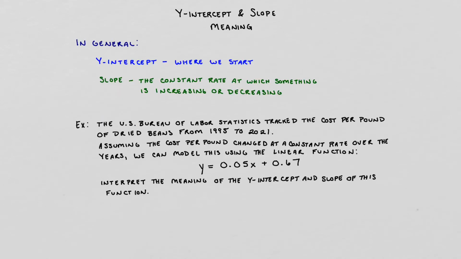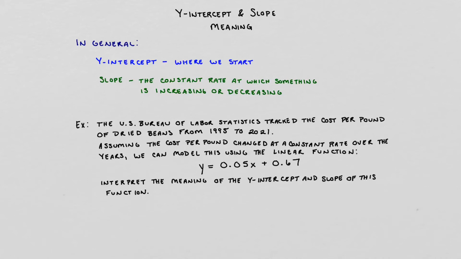So now we're going to look at a linear function with context, or in other words, with a story behind it. So something to keep in mind, the y-intercept is where we start, or the starting value of something. And the slope is going to be the constant rate at which something is increasing or decreasing. So a general example would be if you've ever worked a job that had an hourly wage. So say you're making $8 an hour. Your slope in that situation would be that $8 because that's the constant rate that you are earning per hour.